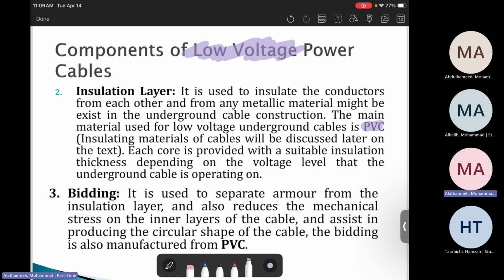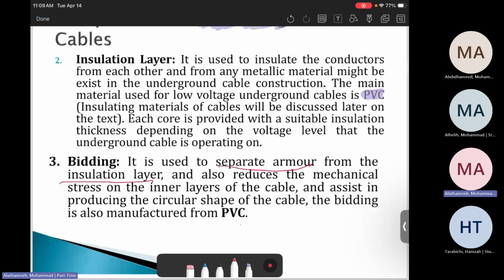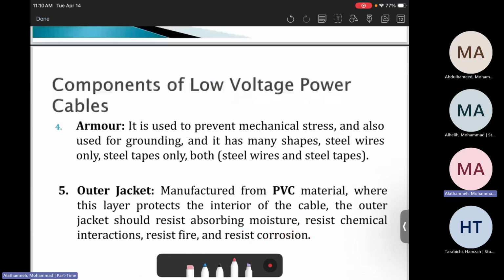And the bedding. The bedding is used to separate the armor from the insulation layer. It's just a very thin layer made from PVC. It's very thin, just for separation.